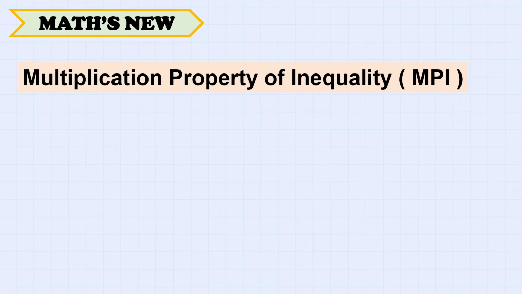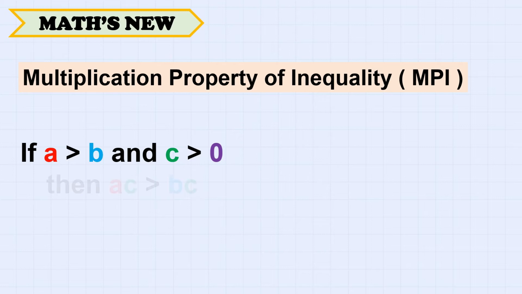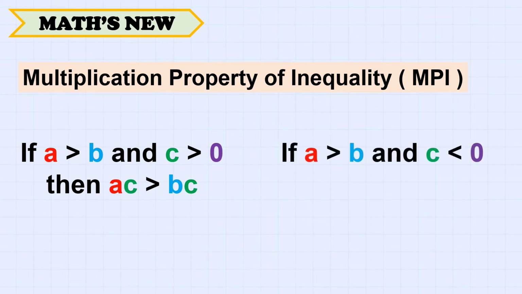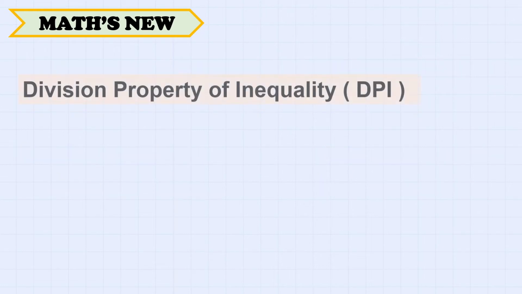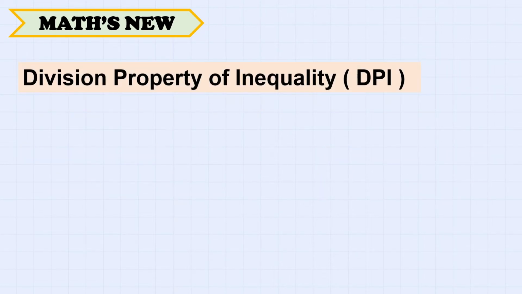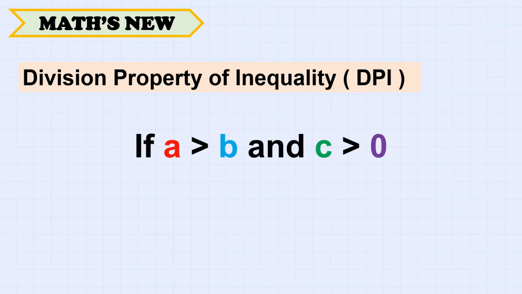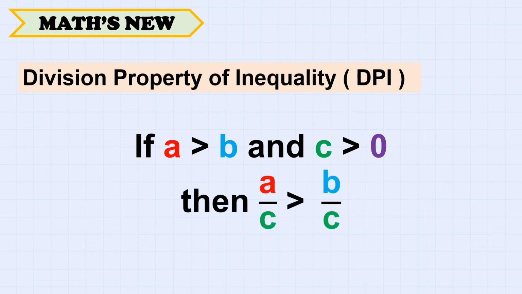Next is multiplication property of inequality, or MPI. It states that if A is greater than B and C is greater than 0, then AC is greater than BC. Also, if A is greater than B and C is less than 0, then AC is less than BC. Next is division property of inequality, or DPI. If A is greater than B and C is greater than 0, then A over C is greater than B over C.